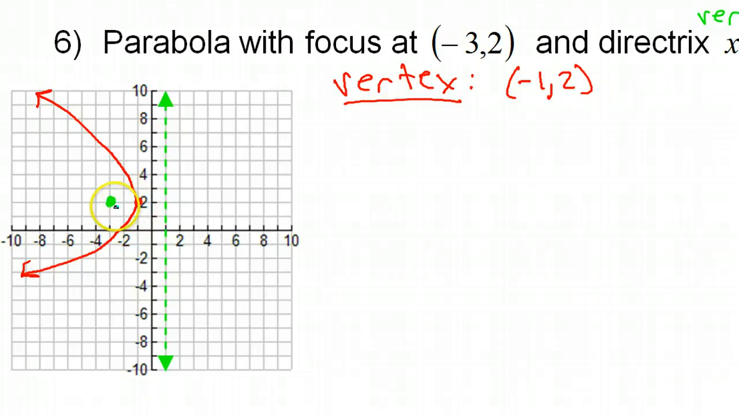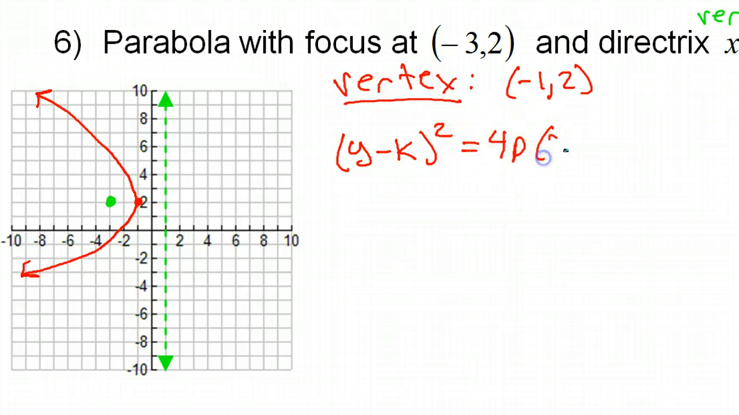But because the graph is sideways, I know this is going to be a y² type of graph. So I know we're dealing with y minus k squared is equal to 4p times x minus h. I know we're dealing with the y² version because it's sideways. Also, because it's going to the left, this 4p number better turn out to be negative. Okay, but we know what the vertex is, so that's your h and your k.